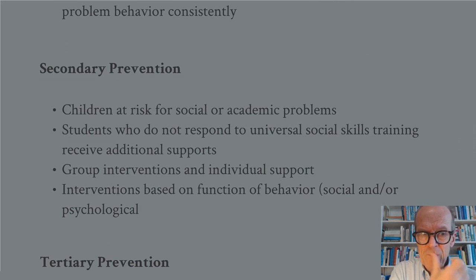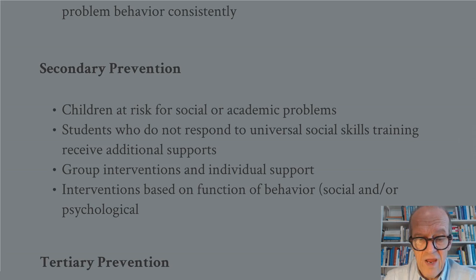The second tier has been called secondary prevention, and there particular groups of students are identified: students at risk for social or academic problems, or students who did not respond to the universal social skills training and receive additional support. There are group interventions and there is individual support at this second tier, second level of prevention of disengagement. And, of course, there is a more specific focus on particular social or psychological issues which have to be addressed. So there is some specification here. It's not one size fits all at this level. It is focused on particular students and on particular problems.